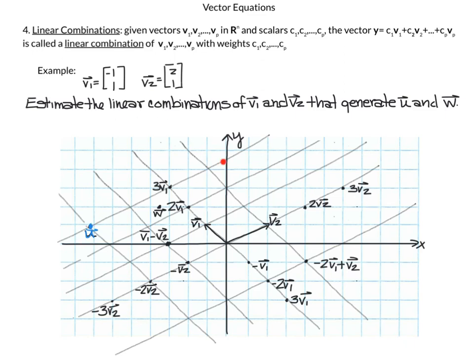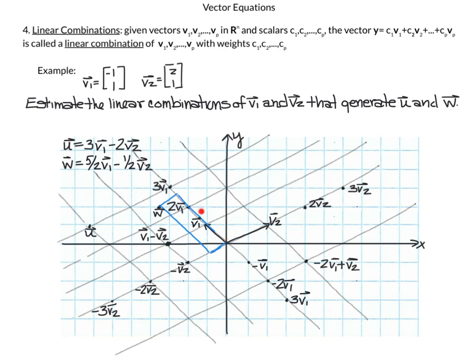So it looks like it's somewhere around 3v1 and negative 2v2, right? If we draw the line 3v1 and 2v2, doing the parallelogram law, we would get u. So I'm going to write that u is equal to 3v1 minus 2v2. So this is my solution. u is a linear combination of v1 and v2 with weights 3 and -2, or coefficients 3 and -2.